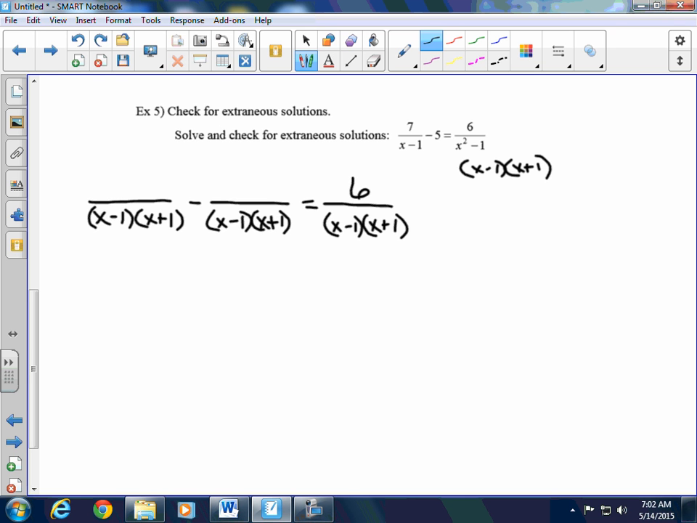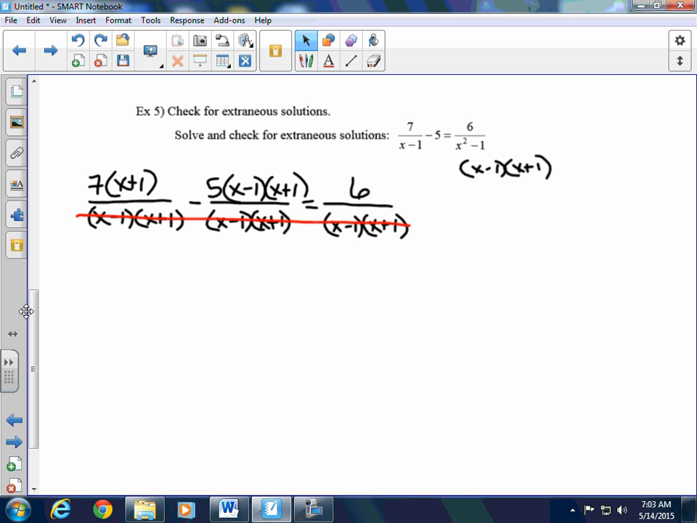And obviously that's all of it right there. So I have the 6. In the first one, we need the x plus 1, so it's going to be 7 times x plus 1. In the second one, we need all of it. Okay, and once again, denominators are gone. Don't need them anymore. So we go ahead and solve this.